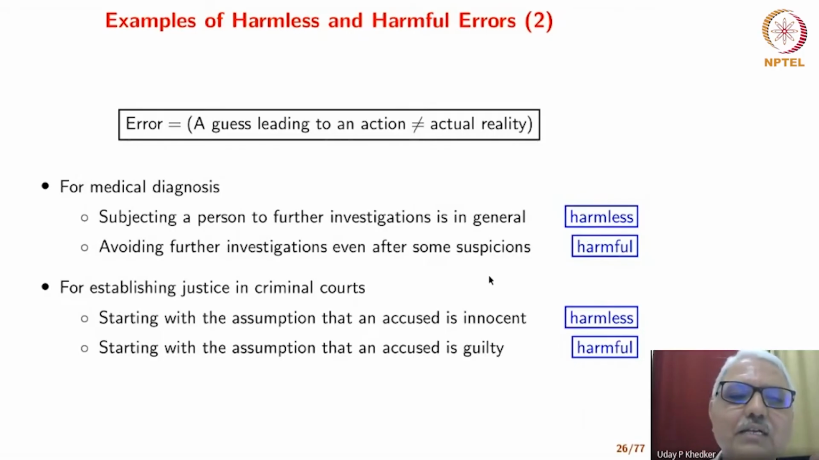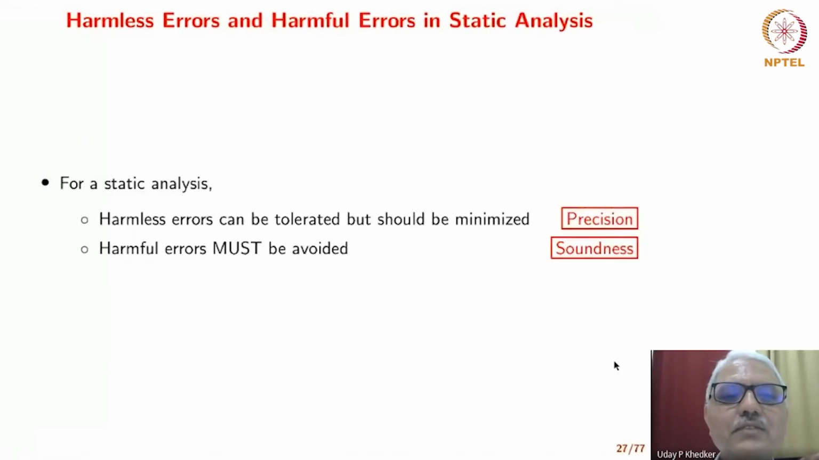On the other hand, take establishing justice in criminal courts. Starting with the assumption that the accused is innocent is harmless, and that's why the courts begin with that. Starting with the assumption that an accused is guilty could be harmful because you could end up penalizing someone who is actually innocent. So these are some examples of harmless and harmful errors.